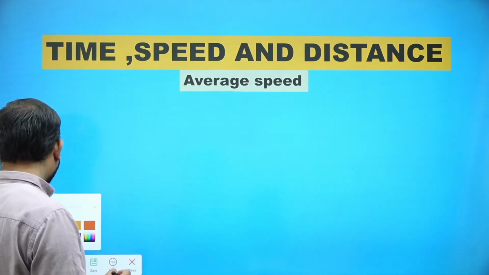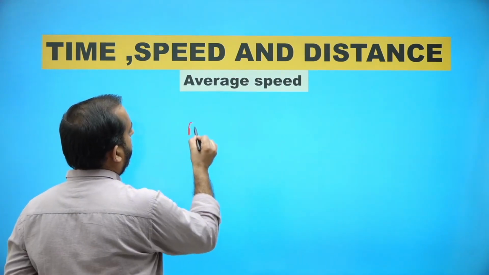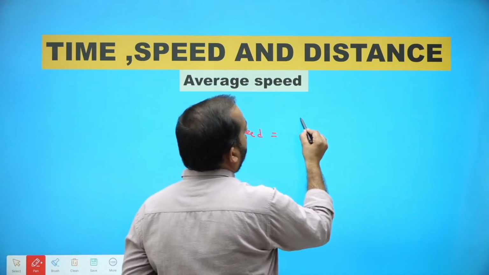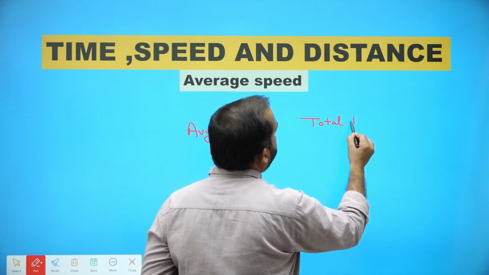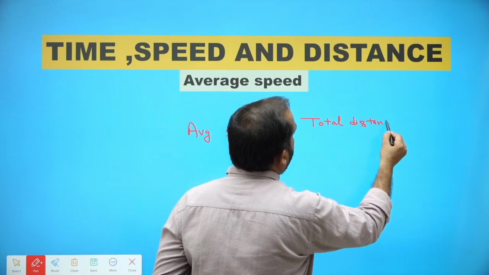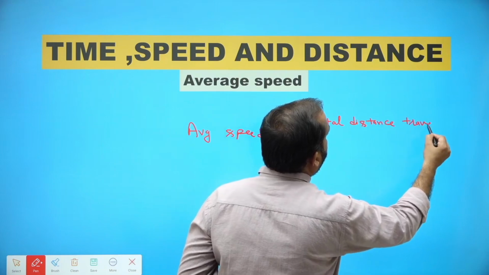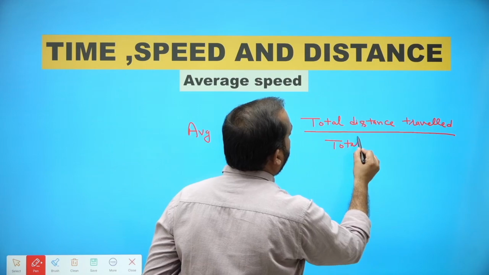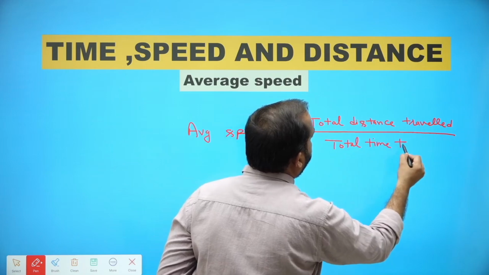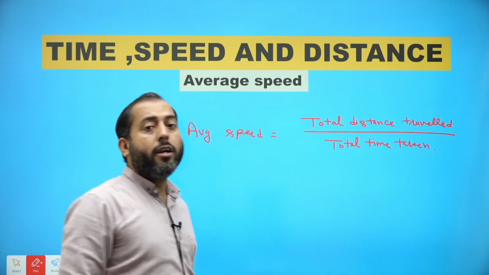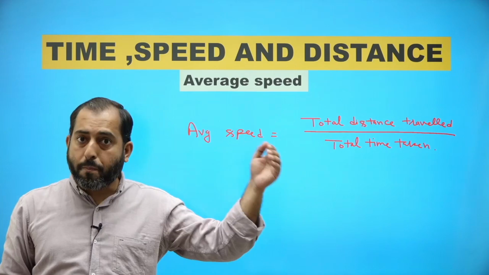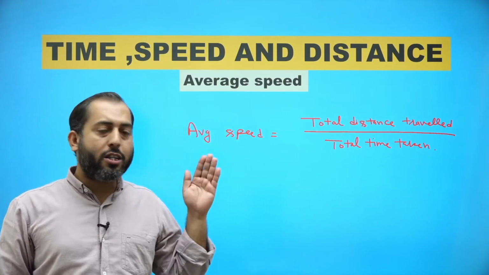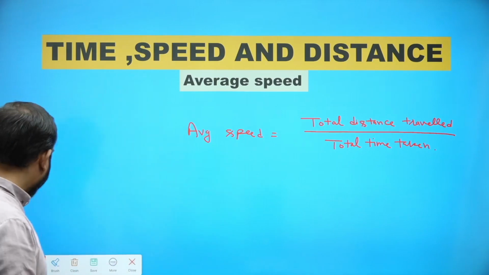So kindly make a note of it. Average speed is always equal to total distance traveled divided by total time taken. Remember, it is not equal to sum of speed divided by number of speeds. Don't make this mistake in the examination. Let's solve a problem related to this theme now.